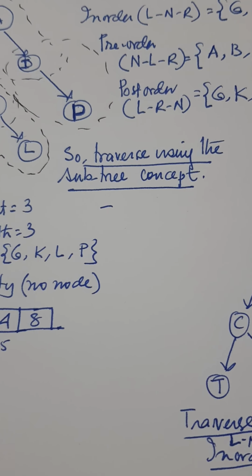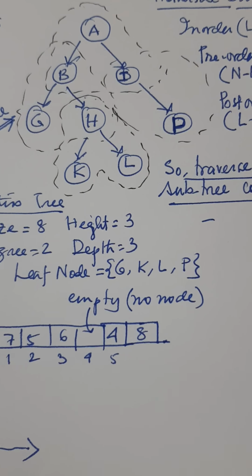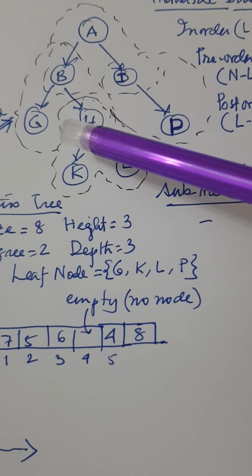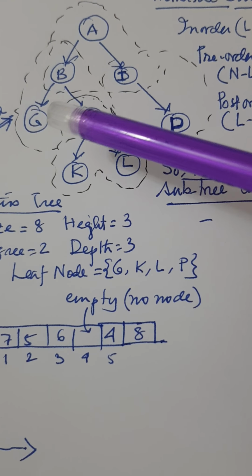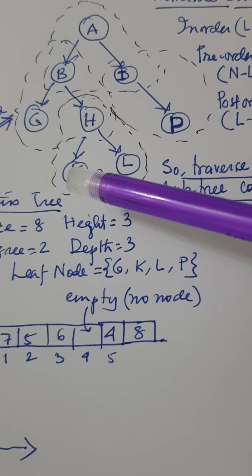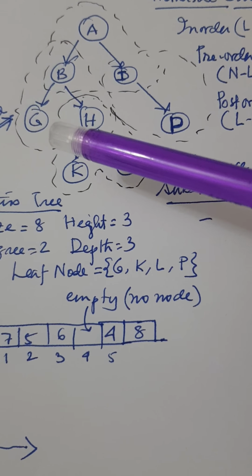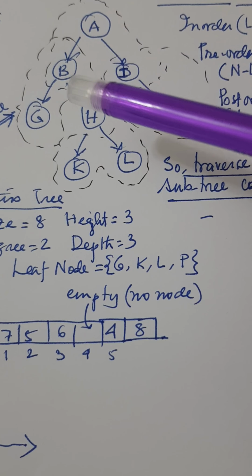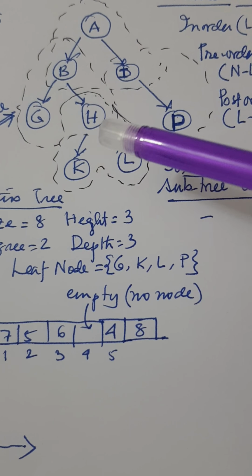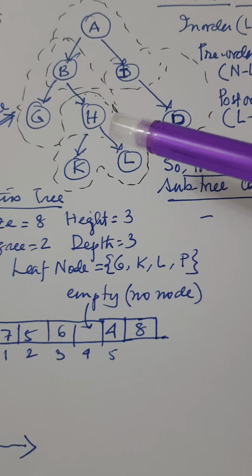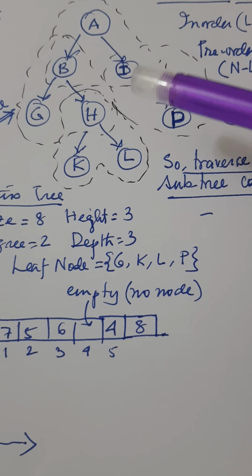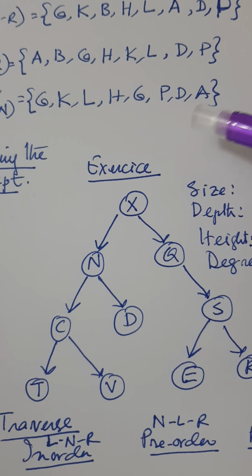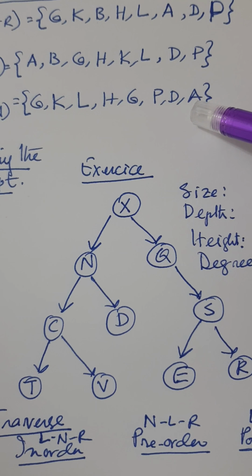Now go into post-order, which means left, right, and node. Look at this tree now. We always consider the subtree, you remember that. This is another subtree. Left, left, right, then node. So what happens? G, K, L, H, B. So you finish these two subtrees. And now you come into the leftmost subtree. Here there is no left, there is right. So P, D, A. See how it is? G, K, L, H, B, P, D, A. So in this case, the root node is at the end.